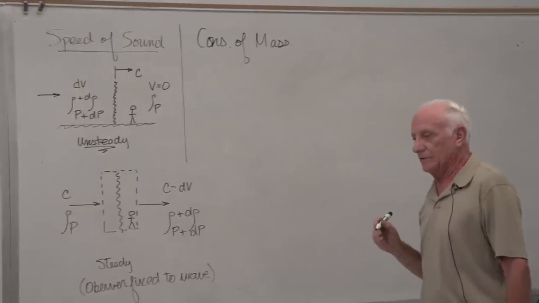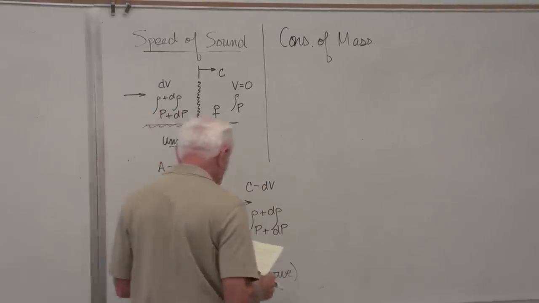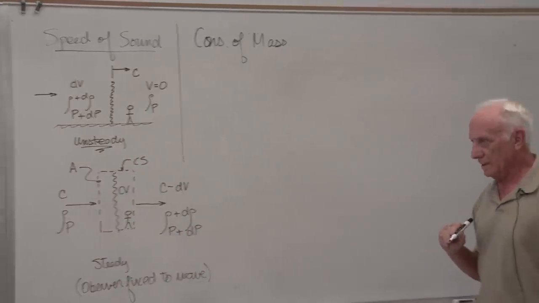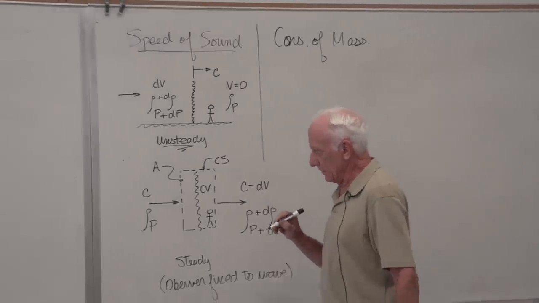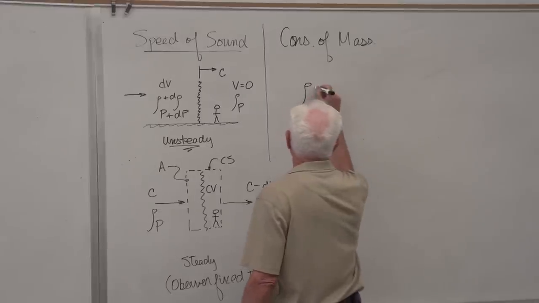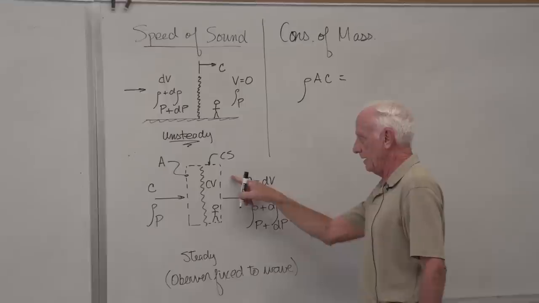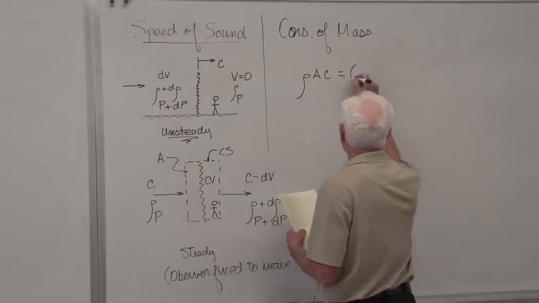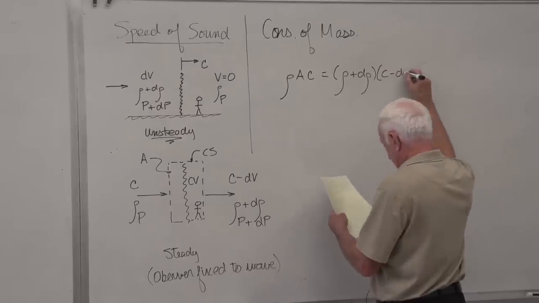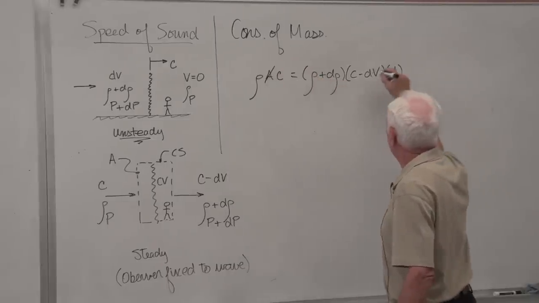Steady state. What comes in the left goes out the right. Okay, I'm going to call this area on both sides A. This is my control surface. This is my control volume. There's the area A, normal to the velocity C. What comes in the left, we know m dot in equals m dot out. What's m dot? Rho A V. Rho A, velocity C. What goes out over here? Density here, velocity here, area here. That's rho plus d rho, C minus dV. Area is A. Of course, the area on both sides cancels, gone.